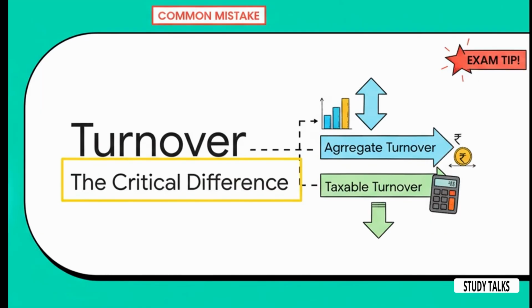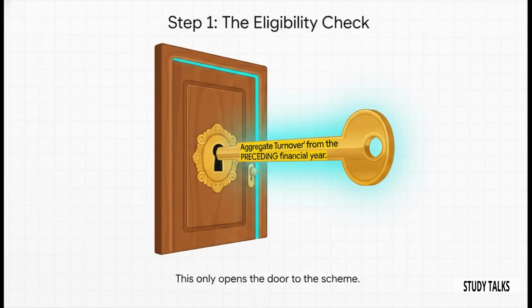Okay, we've figured out who can get in. Now let's talk about the next big trap. And honestly, this is probably where most marks are lost on calculation questions. It's all about knowing that there are two different turnover figures you need to worry about. First up, for eligibility, just to see if you can even get in the door. For this, we look at the aggregate turnover from the previous financial year. That's its only job. It's the key that lets you into the scheme, nothing more.